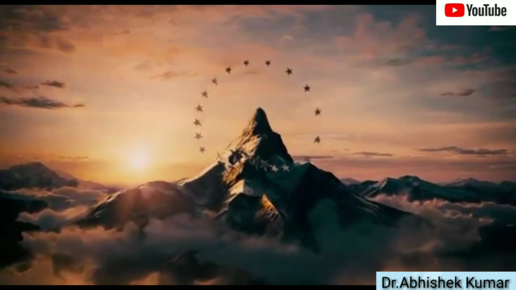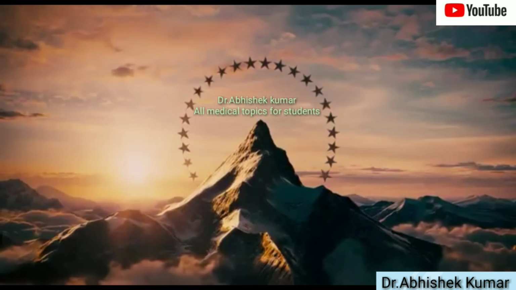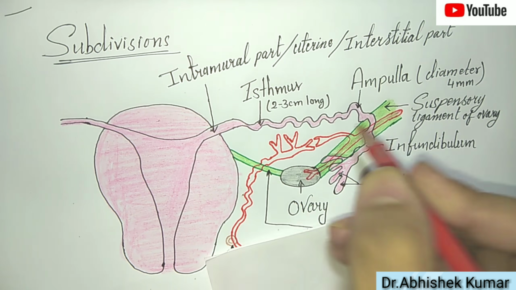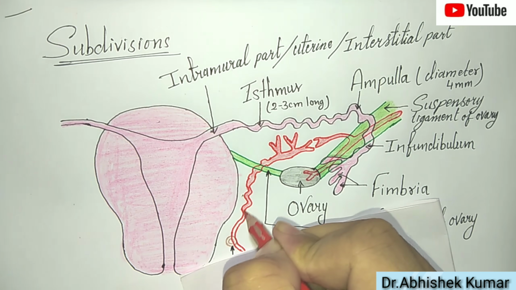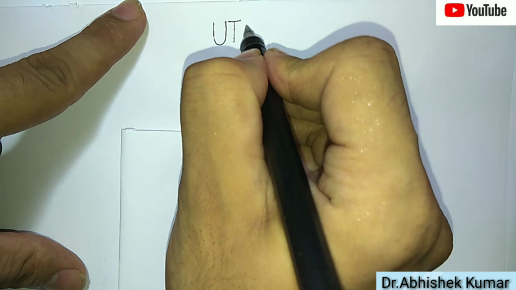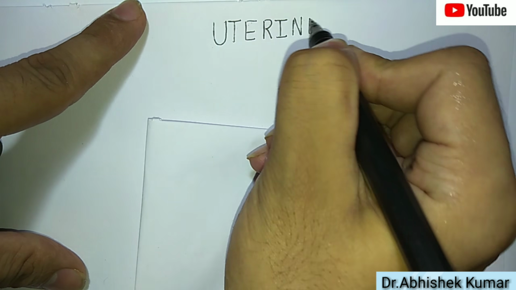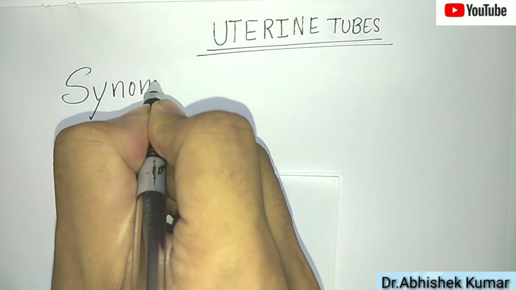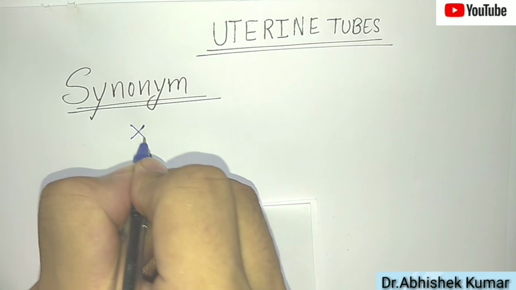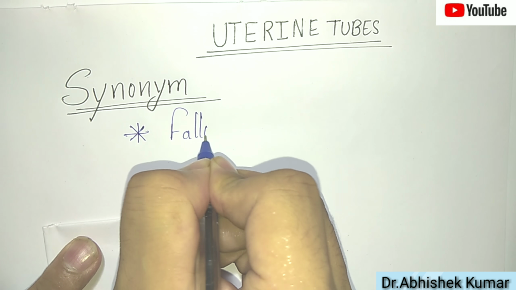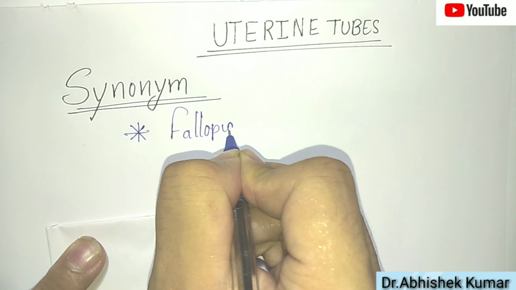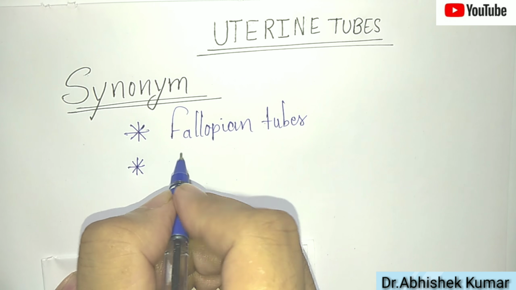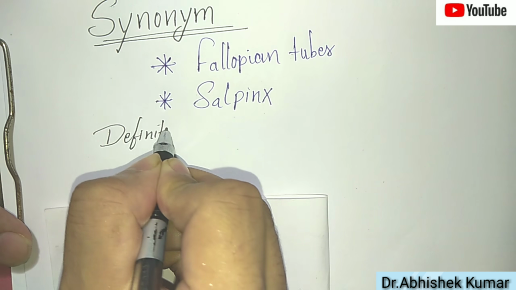Today we are going to learn about the anatomical structure of the uterine tube. We will see the subdivision and structure related to the uterine tube. The synonyms of uterine tube are fallopian tube and salpinx. So generally, the uterine tube is also called the fallopian tube and salpinx.